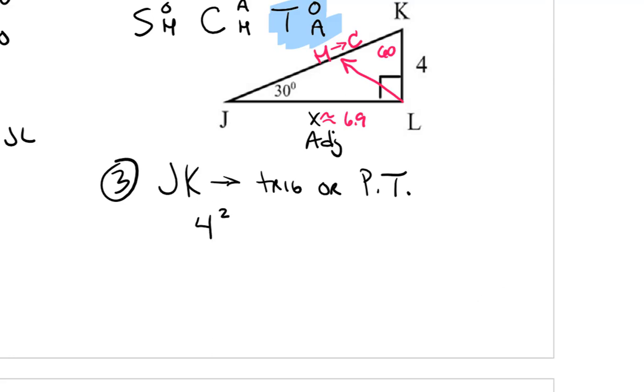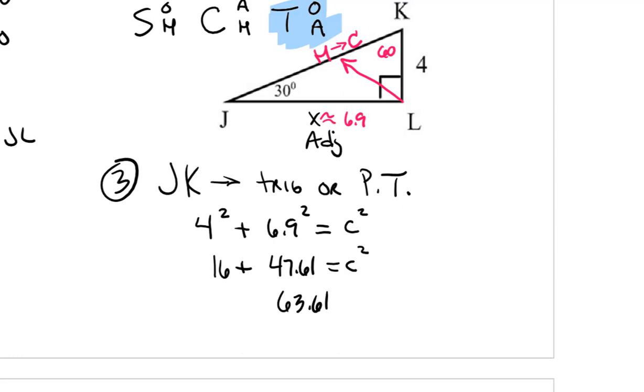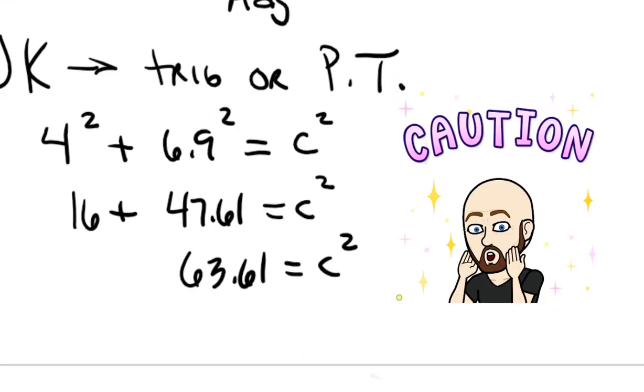What I'm going to do is take the two sides that I have, 4, and I'm going to square that. And then the other side is 6.9, square that, that's going to be equal to C squared, or you can put JK squared. Whatever variable you want to use, you're good there. Just don't use X because we already used X. When you do the arithmetic, you'll get 16 plus, and then 6.9 squared gives you 47.61. And then when you add those two together, you'll get 63.61 for C squared.